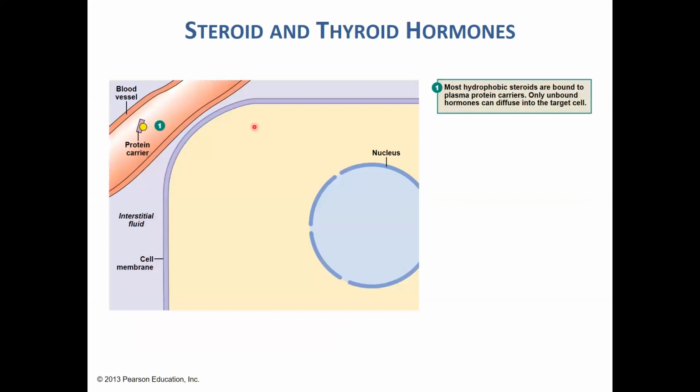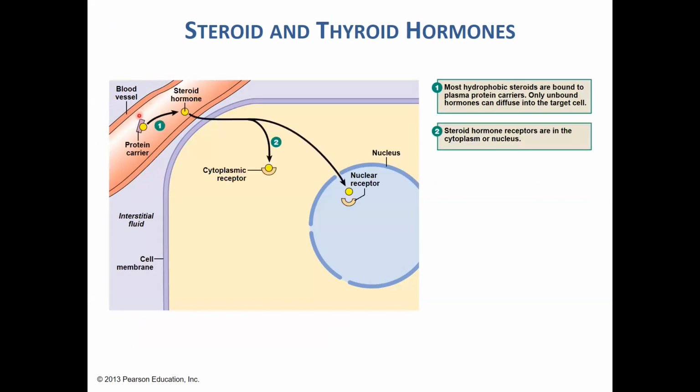So in this little cartoon, we're showing you the hormone, either the steroid hormone or the thyroid hormone. It's bound to its carrier in the bloodstream. Some of that hormone is in equilibrium with the free hormone. Once it dissociates from the carrier protein, it can cross the plasma membrane of both the capillary cell and the target cell.